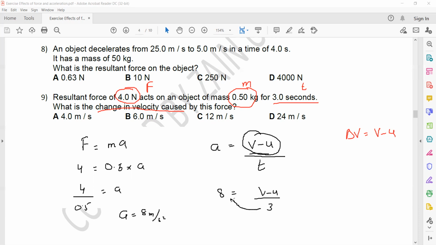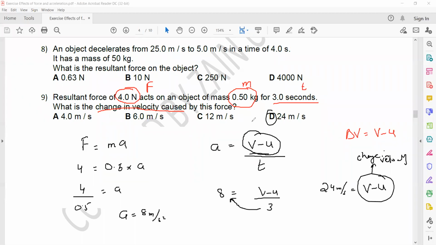This 3 is divided here, on the other side it will multiply. So 8 multiplied by 3 will make 24. So 24 meters per second is equal to V minus U, or we can also say the change in velocity. So option D is the right answer for this. Is it clear? This question?